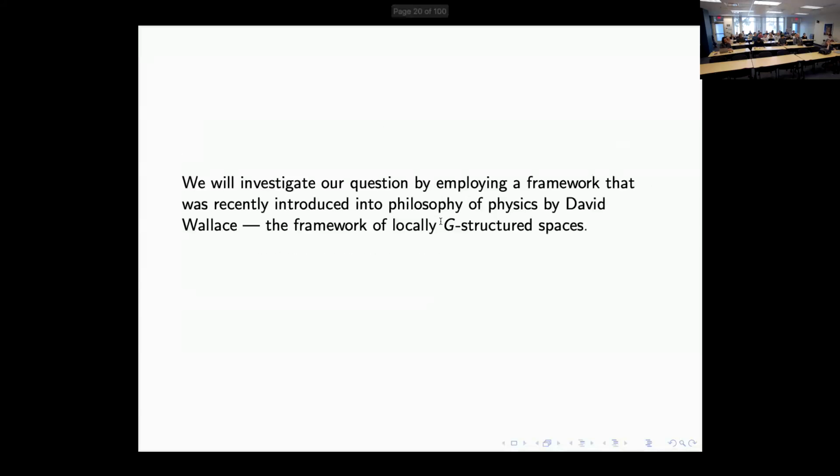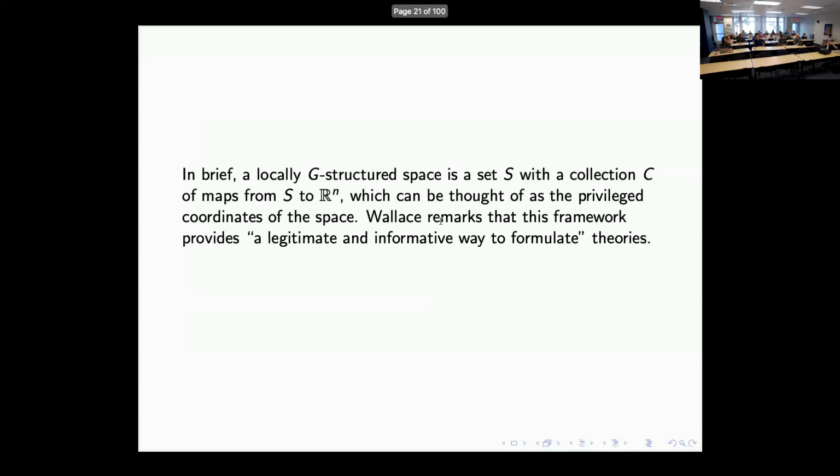Okay, so we're going to investigate our question today by employing a particularly nice, clear framework that was recently introduced into philosophy of physics by David Wallace in his paper, Who's Afraid of Coordinate Systems? This is the framework of locally G-structured spaces. In brief, a locally G-structured space is just a set with a collection of maps from that set to Rn. Think of the maps in this set C as the privileged coordinates. All we're doing here is singling out a collection of privileged coordinates. And David remarks that this framework provides a legitimate and informative way to formulate theories.